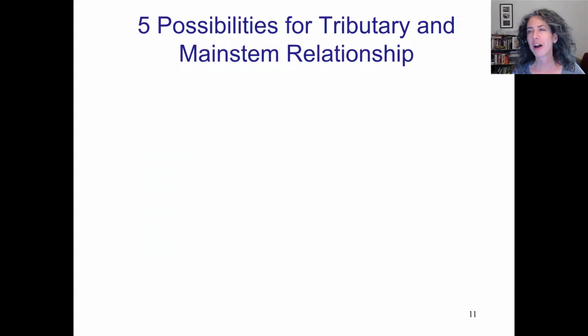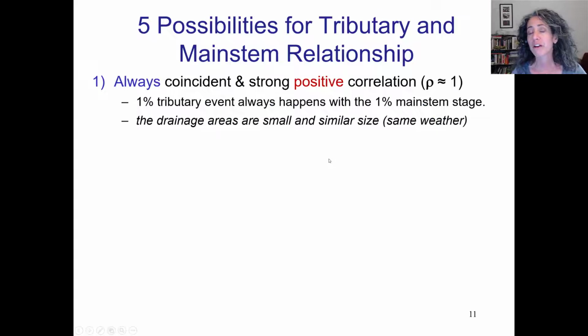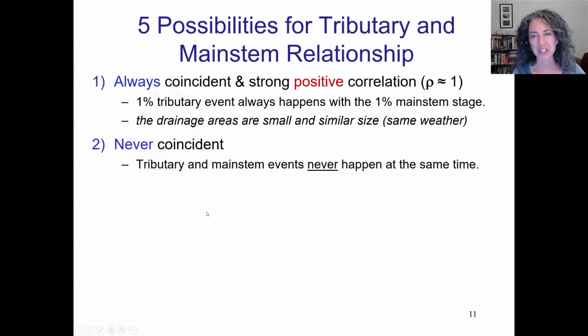Now, the amount of correlation that we see is going to define the approach that we take. And so let's look at 5 different possibilities for the tributary and the mainstem relationship. All right, first is always coincident and a strong positive correlation, right? Maybe the 1% tributary event always happens with the 1% mainstem stage. This can happen with drainage areas that are small and similar in size and experiencing the same weather. So they have the same extremes at the same times. Right, the next is never coincident, right? Maybe the tributary and mainstem events never happen at the same time.